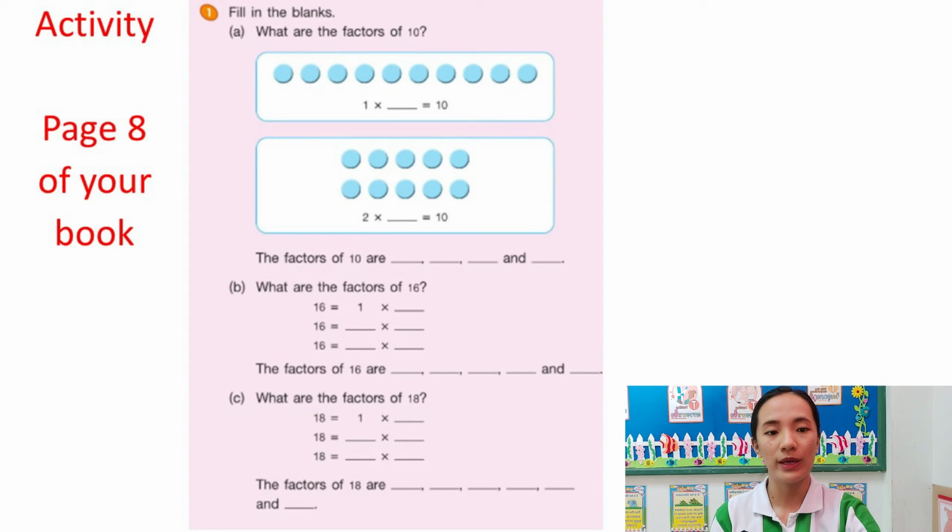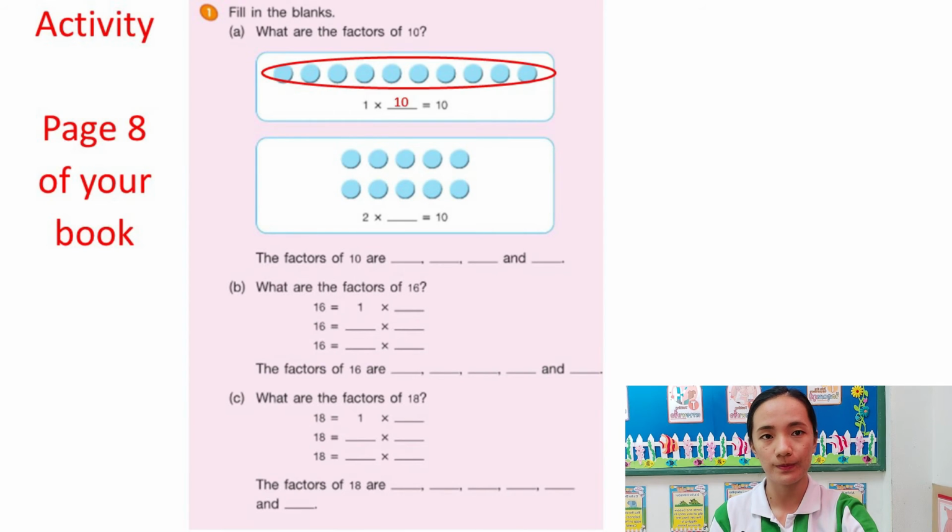First, we have the buttons here and there are 10. 1 times blank is equal to 10. What is the correct answer? It is 10. Next, 2 times blank equals 10. So, how many buttons do we use? The answer is 5.